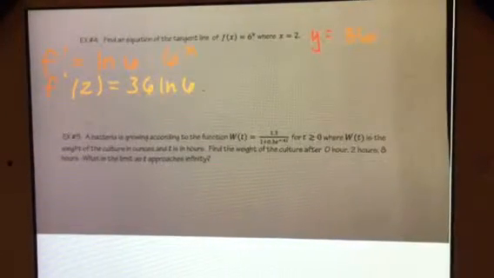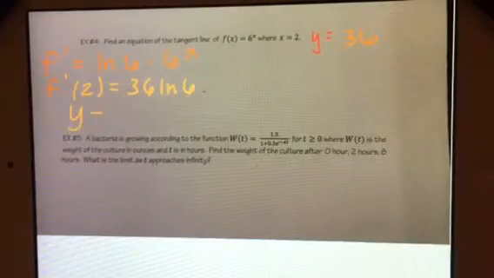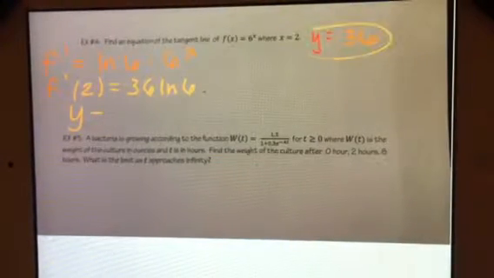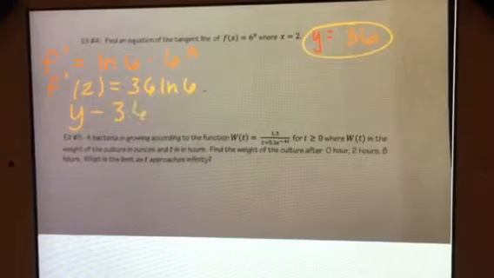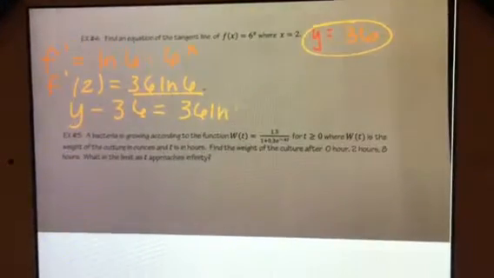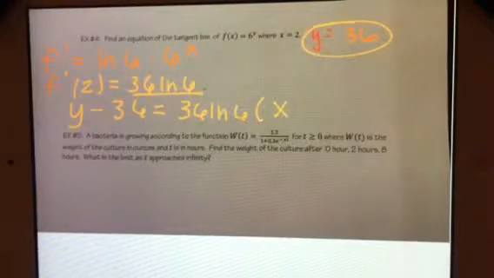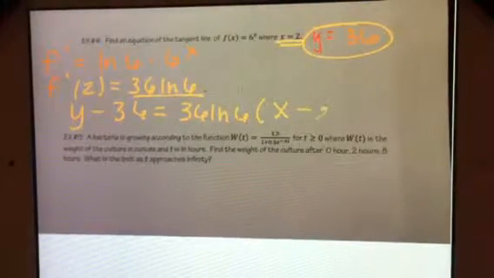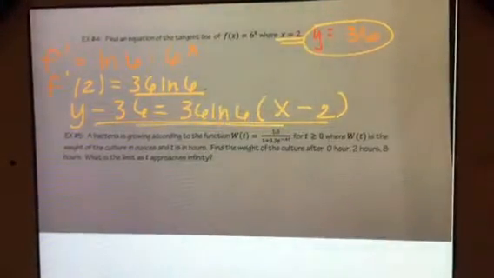So to write the equation of a tangent line, it would be y minus 36 equals 36 ln of 6, parentheses, x minus 2. And we would be done.